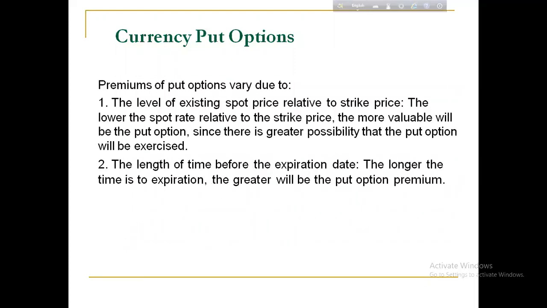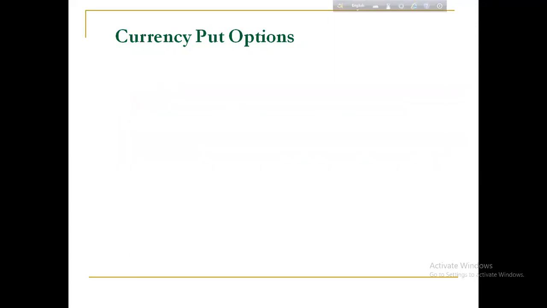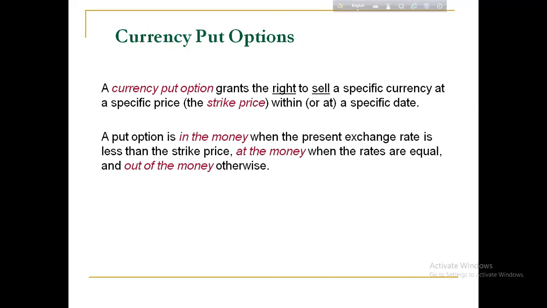Now the currency put option. What is a currency put option? A currency put option grants the right to sell a specific currency at a specific price within a specified date. So currency put options allow the buyer of the contract to sell the underlying currency at the strike price or exercise price. So a put option is basically for a right to sell the currency.